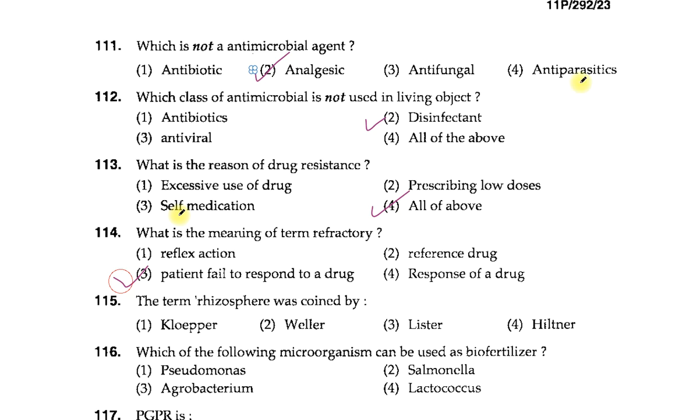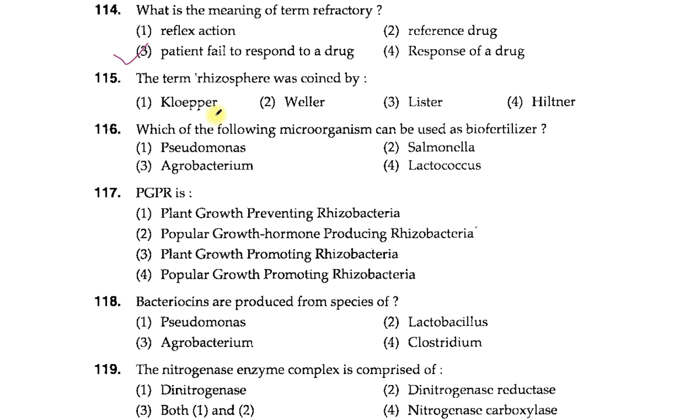The term rhizosphere was coined by 1. Klopler, 2. Weller, 3. Lister, 4. Hiltner. Here the correct one is 4, Hiltner. The full name is Lawrence Hiltner. The rhizosphere means the soil adjacent to the plant root. Rhizospheric bacteria are present in the soil adjacent to the roots of the plant.